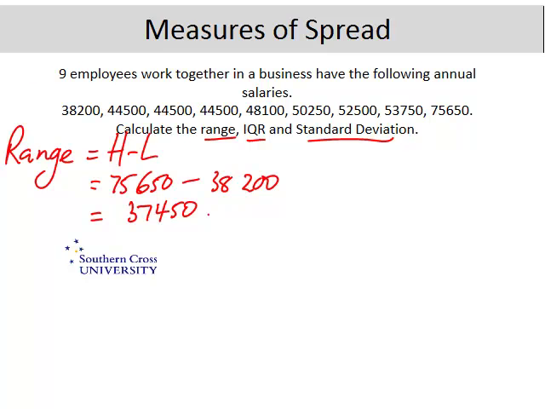Now, the range is not a very good measure of spread because it's subject to odd variations. For instance, an odd variation here could be somebody who just works part-time, or somebody who worked for part of the year and then left, or whatever. But they're not typical of the group. The highest and lowest values are very prone to odd values.